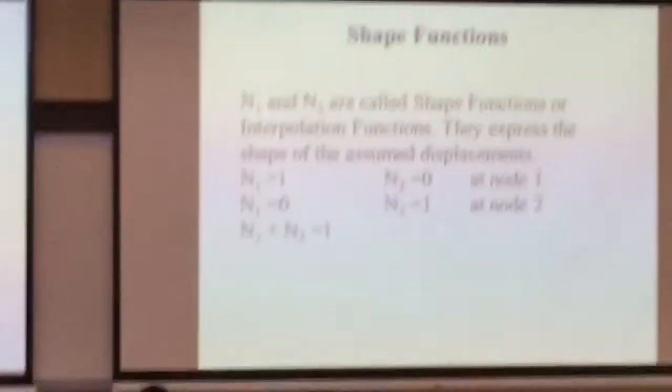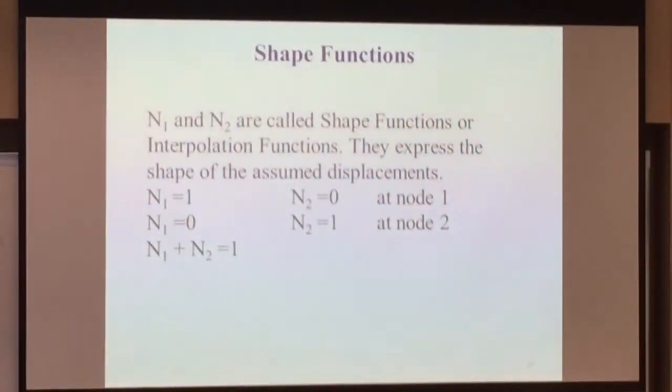So N1 and N2 are shape functions or interpolation functions, depending on how you use them. They express the shape of the assumed displacements. So N1 at node 1 is equal to 1, N2 at node 1 is equal to 0, N1 at node 2 is equal to 0, N2 at node 2 is equal to 1.